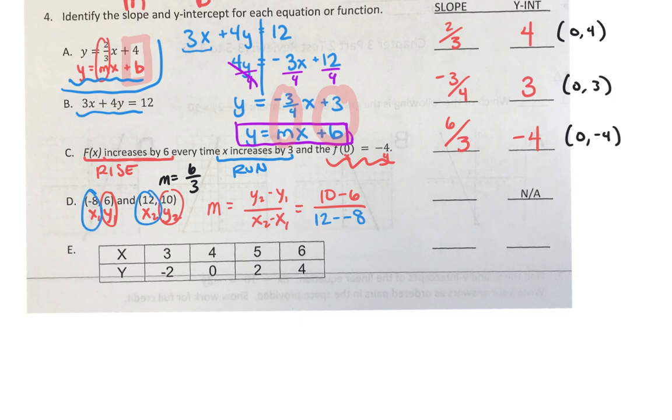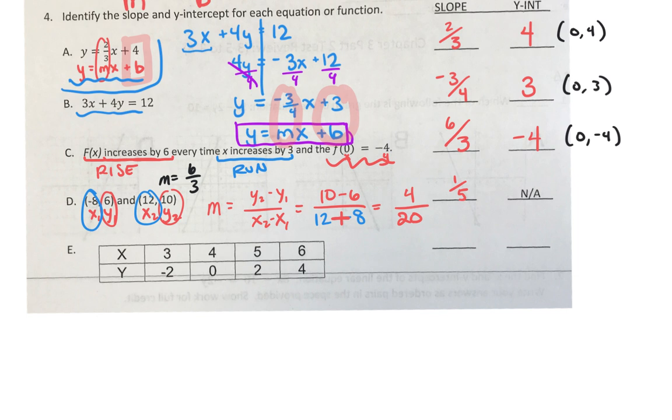So be careful with your negatives there. 10 minus 6 is 4. And like we talked about in class, a minus a negative becomes a plus. 12 plus 8 is 20. So 4 over 20, or you could reduce it. If you divide both of those by 4, you'll get 1/5, 1 over 5.